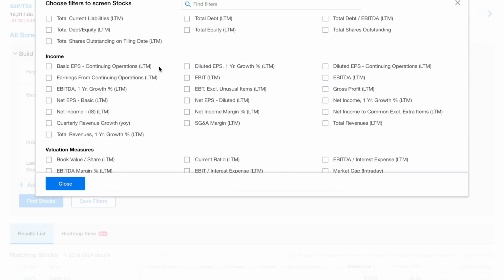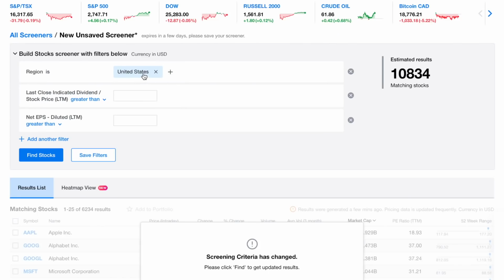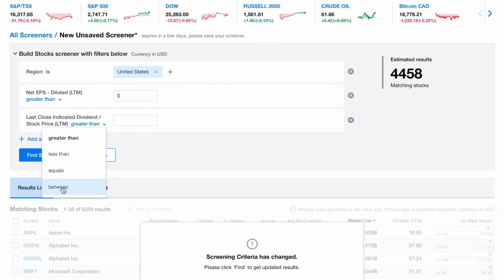The other filter that I want to add is going to be an income. I like shares that make money over time. If I look at this net EPS, which is earnings per share, diluted, we're finding out that this was a profitable share value. So the share either made money or the dividend and the share inclusive made money. So now those are the only two options that I need: last close indicated dividend divided by stock price and the net EPS. The net EPS, I just want it to be profitable, so I want it to be above 0, and we're going to change this to between.